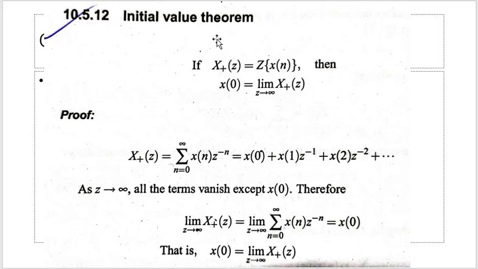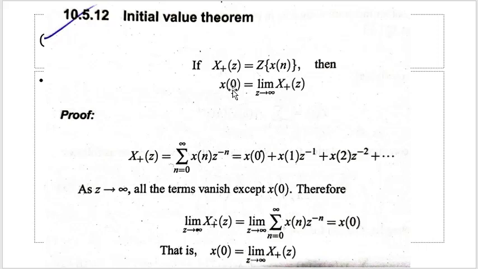So what it says, initial value theorem: if x plus of z is the z transform of x of n, wherein x of n is the right hand sequence, by looking at this notation I can say, then what could be the initial value for x of n. As I said, it is the right hand sequence, so the initial value will be 0 only. Like n0 can be 0 or greater than 0. It cannot exist for the negative values of n. So that's why the initial value of x of n would be x of 0.